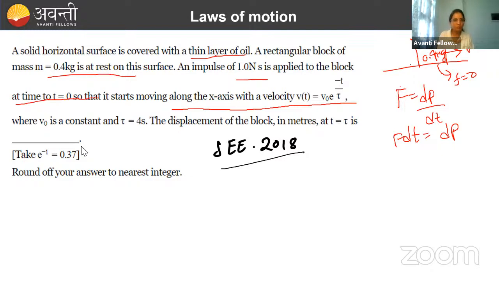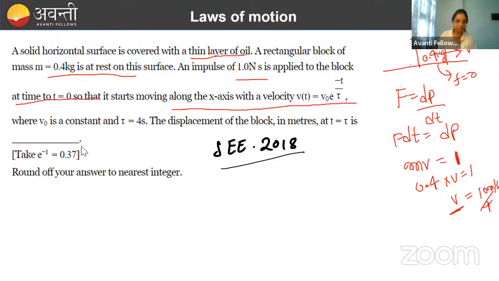So initial momentum is 0. Final momentum is mv. Change in momentum will be mv minus 0. So mv equals impulse, and that is given as 1. Mass given is 0.4 into v equals 1. So just after application of force, its velocity will be how much? It will be 10 by 4 meter per second. Done. So this is the velocity that we are going to get just after application of force.